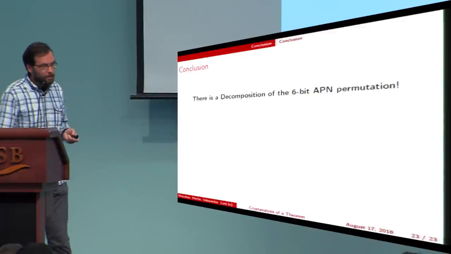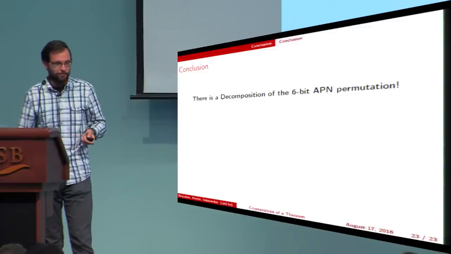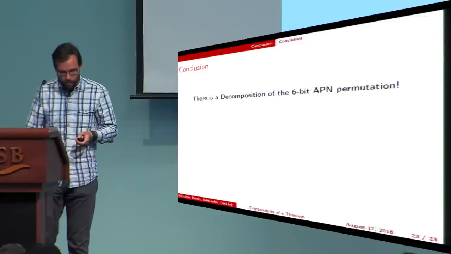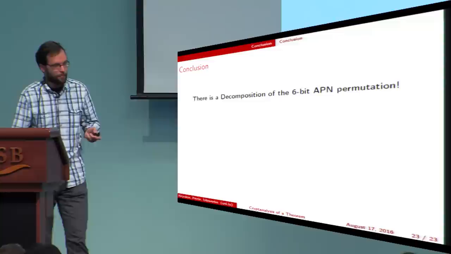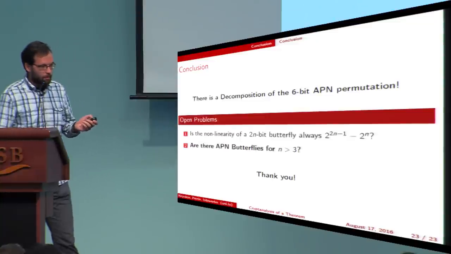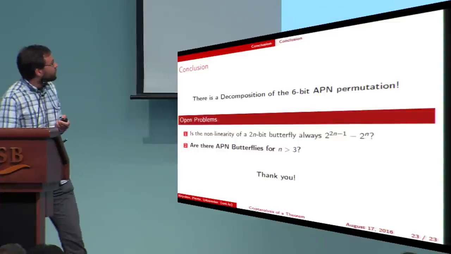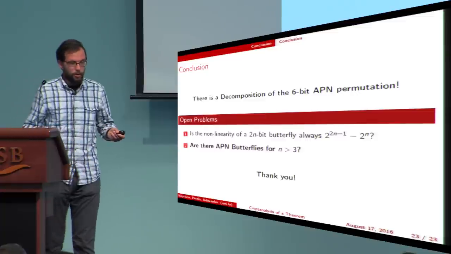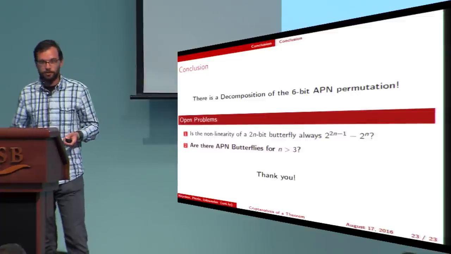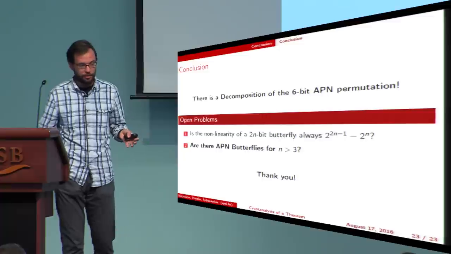Conclusions. There is a decomposition of the only known APN permutation in even dimension, but we did not find any new APN permutations in even dimension. And there are these two open problems: to prove the experimental result about nonlinearity, and to see whether there are actually APN butterflies for larger n.